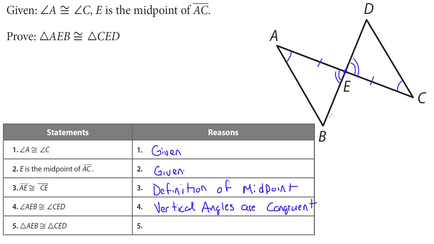And finally, now that we have angle side angle, we could prove that triangle AEB is congruent to triangle CED because of the angle side angle triangle congruence theorem.